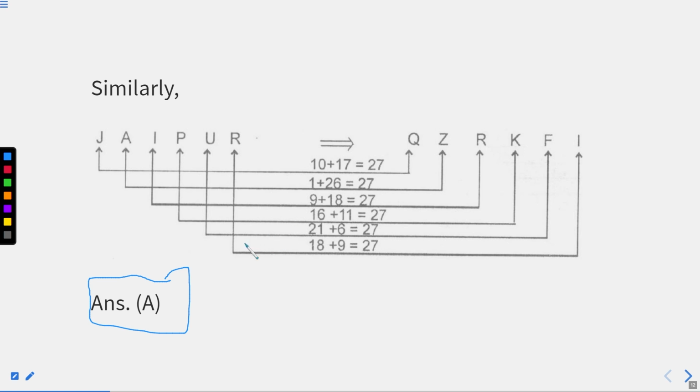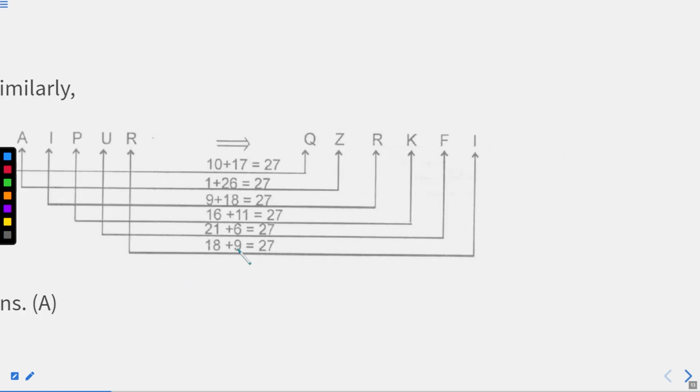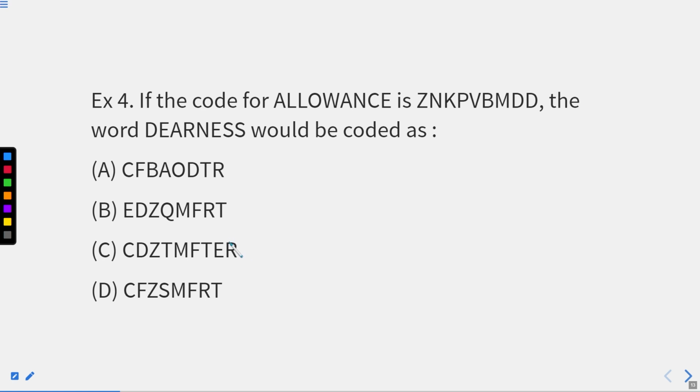Now we'll move to our next concept with the help of our next question, as I mentioned earlier as well. So first I'll read the question. If the code for the word allowance is Z, N, K, P, V, B, M, D, D, then what will be the code for the word dearness?